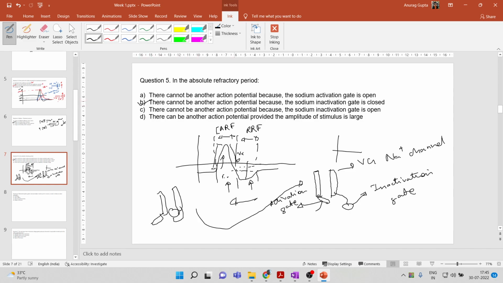There cannot be another action potential because the sodium inactivation gate is closed. So whoever responded B as the option, that is correct. You understood it. So now let's go on to the next.